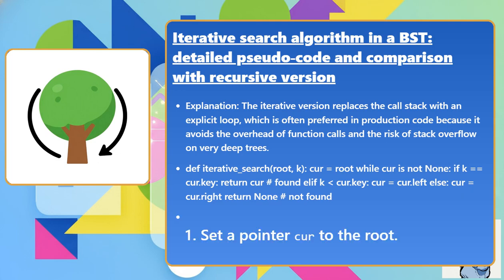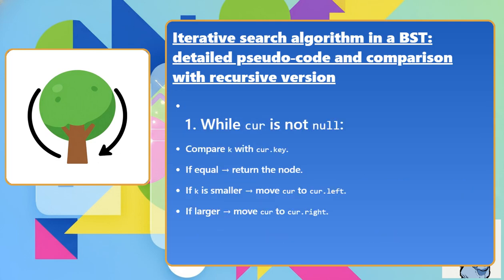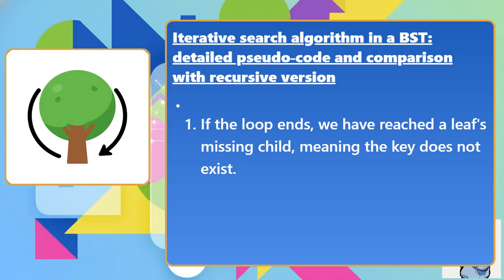Set a pointer cur to the root. While cur is not null, compare k with cur.key. If equal, return the node. If k is smaller, move cur to cur.left. If larger, move cur to cur.right. If the loop ends, we have reached a leaf's missing child, meaning the key does not exist.